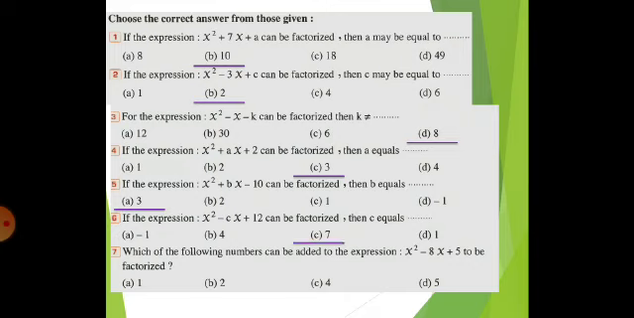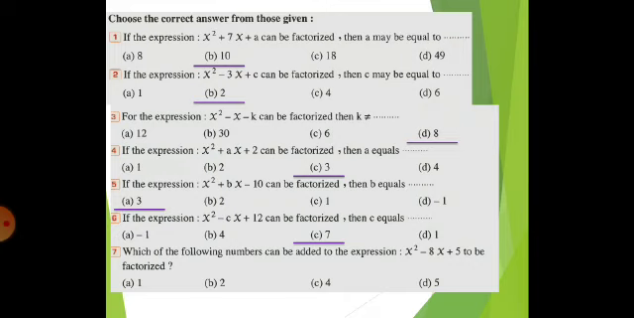Which of the following numbers can be added to the expression x power 2 minus 8x plus 5 to be factorized? A, if we add a to the expression, the expression will be x power 2 minus 8x plus 6. We can't find two numbers whose product equals 6 and whose sum equals 8.